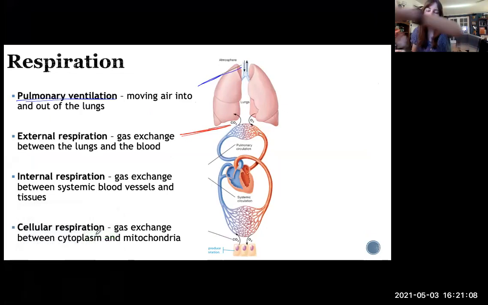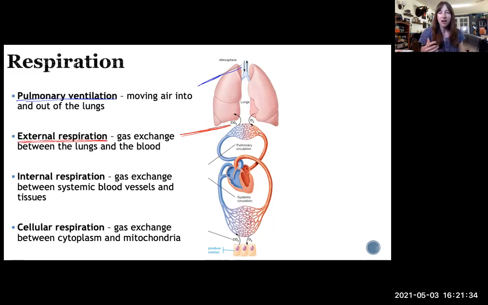We've got the pulmonary ventilation down. We talked about all the structures of the upper respiratory system and the conducting zone of the lower respiratory system. We also talked about the actual respiratory zone or ventilation zone of the lower respiratory system, when we talked about the alveoli and where the actual gas exchange happens, where external respiration happens.